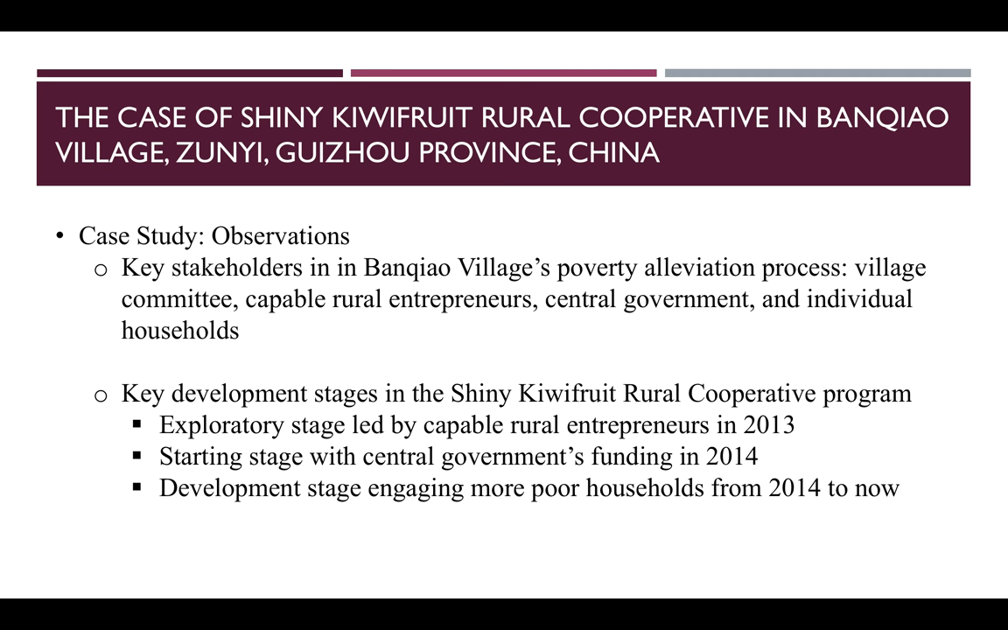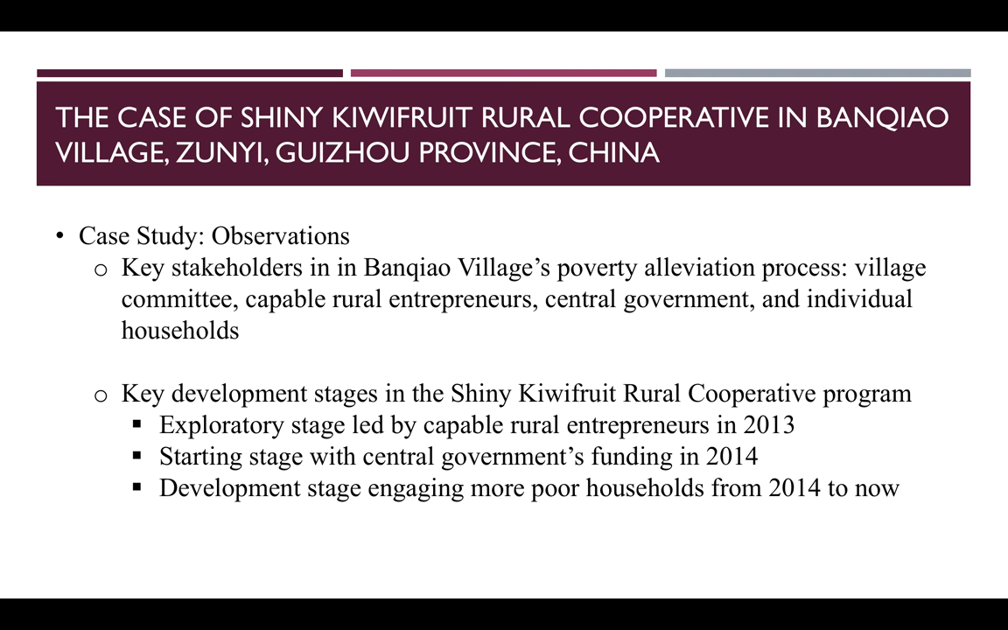Here are some of the key observations that I've gained from my site visit and interviews. I identified the key stakeholders involving in Banqiao Village's social entrepreneurship program. And I also identified some of the key development stages when this program was established and developed. In early 2013, the program was at an exploratory stage because it was initiated by some capable rural entrepreneurs who started planting kiwi fruit trees with their private investments.